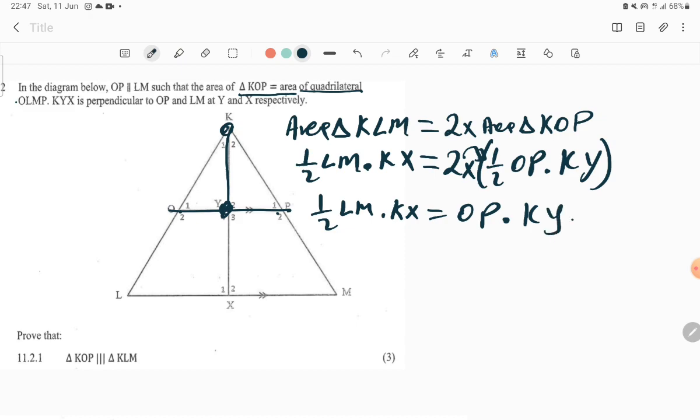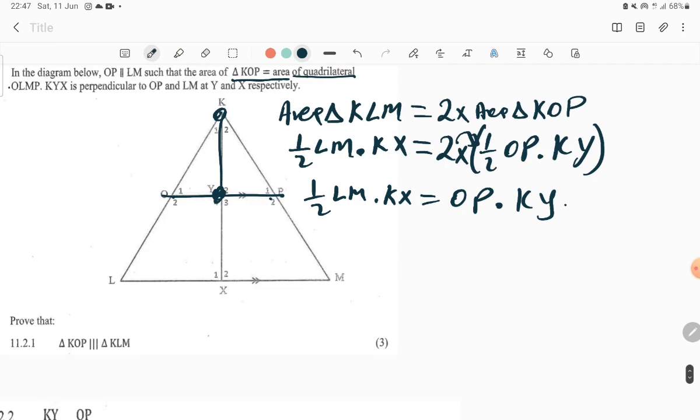Okay, now we will remember that. Let's just divide, let's just multiply by KX and KY.